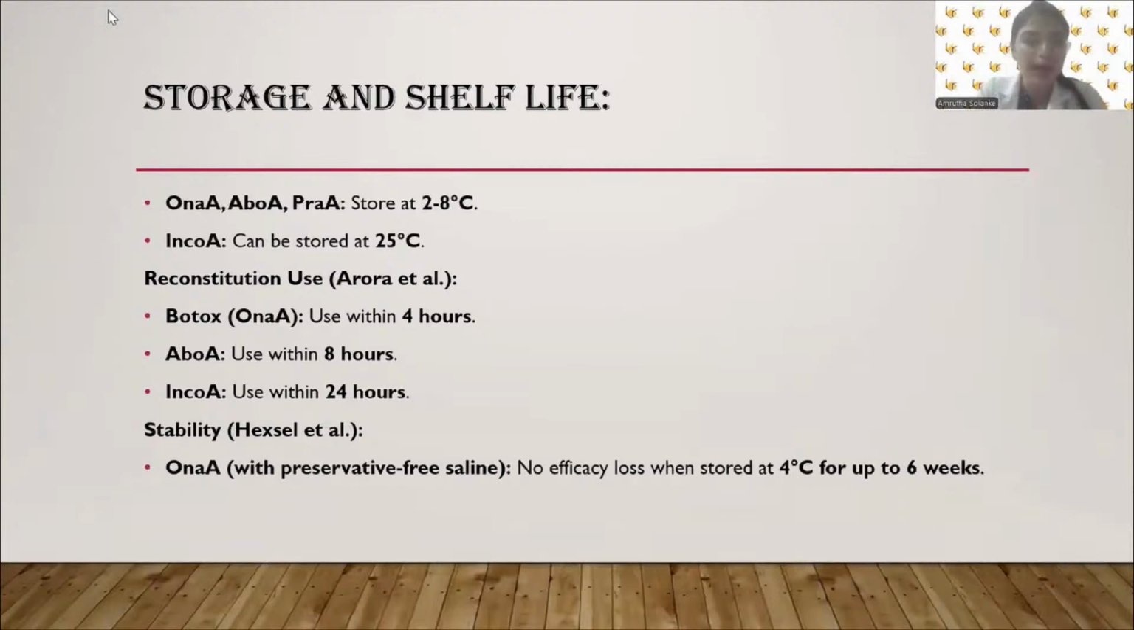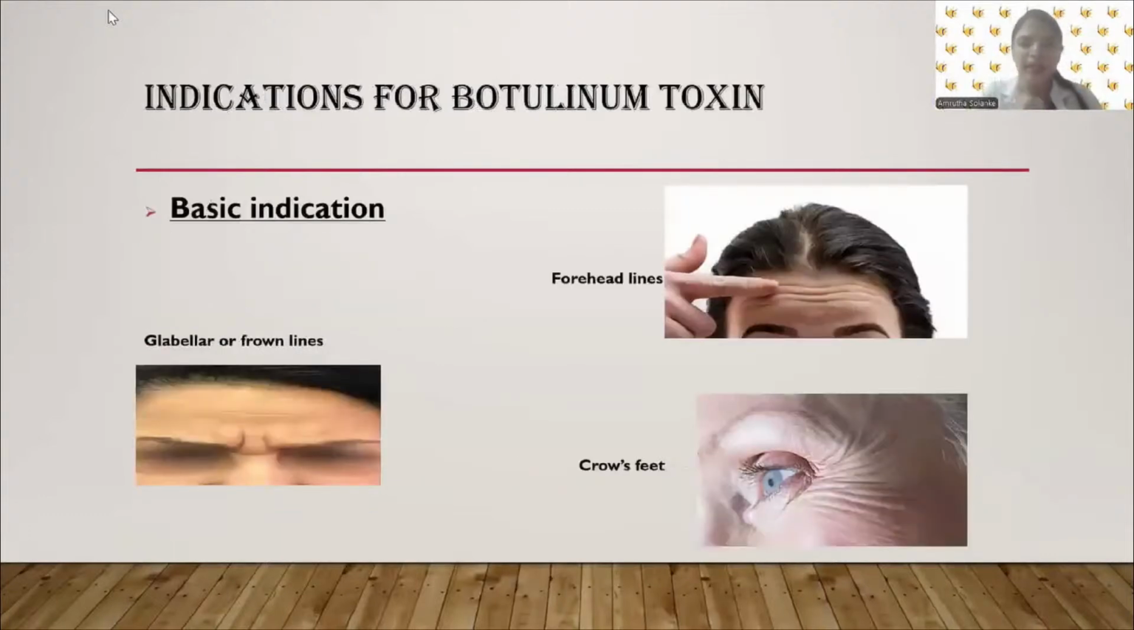Onabotulinum toxin A, abobotulinum toxin A and prabotulinum toxin A have to be stored at 2 to 8 degrees Celsius. Incobotulinum toxin can be stored at 25 degrees Celsius. Once it is reconstituted, per Arora et al., Botox has to be used within 4 hours, abobotulinum toxin within 8 hours, and Inco within 24 hours. The stability study by Hexsel et al. on botulinum toxin with preservative-free saline showed no efficacy loss when stored at 4 degrees Celsius for up to 6 weeks.